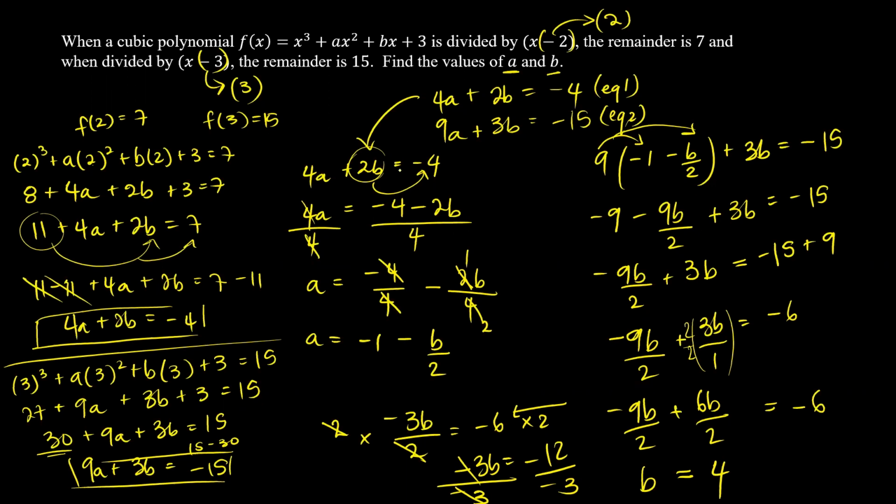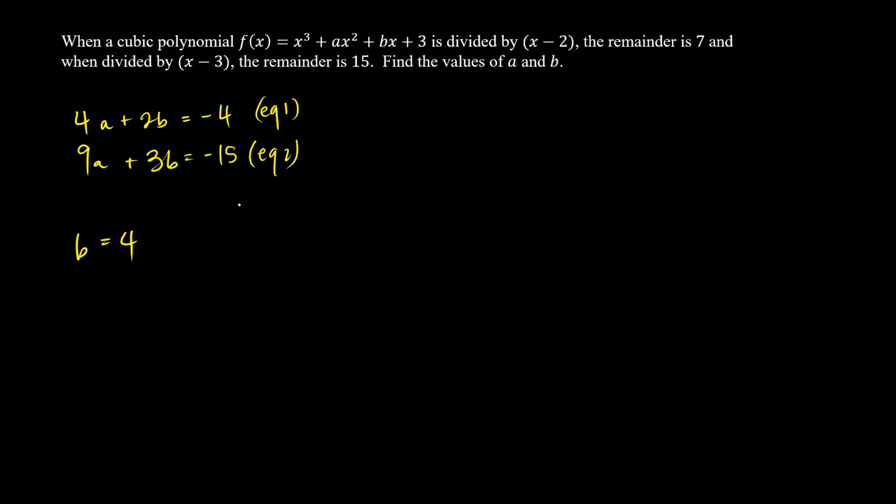Then, since we found that b is equal to positive 4, let me clean this so that I can get a bit more space. All right, so now that we found that b is equal to 4, we can use either equation 1 or equation 2 to solve for a. It doesn't really matter which one you choose. So I'll choose equation 1. So 4a plus 2b is equal to negative 4. So 4a plus 2 times 4 is 8 is equal to negative 4.